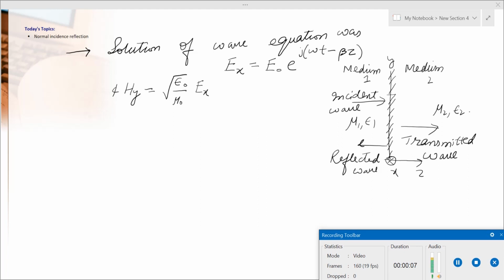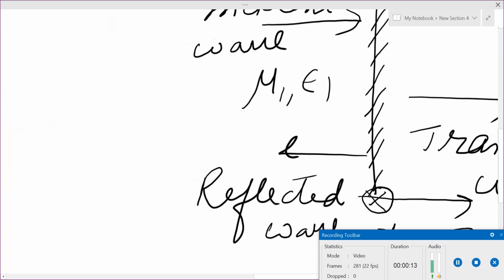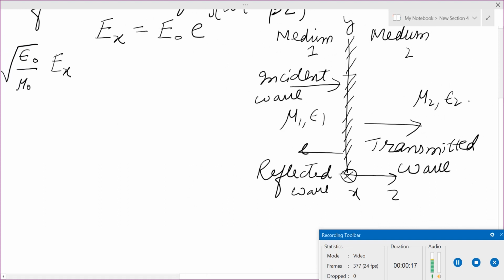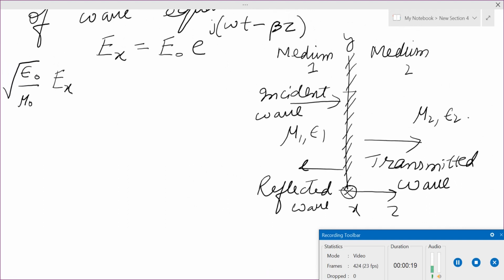I will again recall what is the model we are studying right now. We have here a boundary, a surface between medium 1 and medium 2. Medium 1 can be, suppose, free space, medium 2 can be, suppose, some metal, and medium 1 has permeability and permittivity given as mu 1, epsilon 1, and medium 2 as mu 2, epsilon 2.